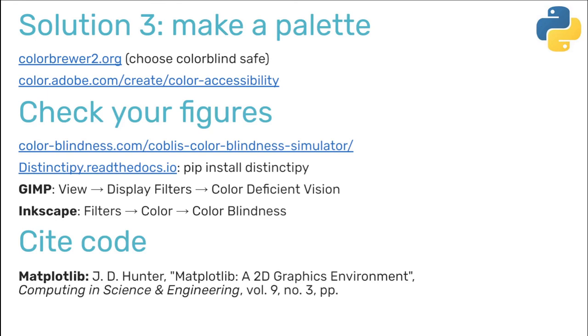What about your figures? If you would like to check how they look, you can do it online, or you can again install this Distinctipy with pip, and you can use it. If you use GIMP, there are filters. If you use Inkscape, there is also a filter for color blindness. And then you will see how it looks. You can do the same for grayscale.